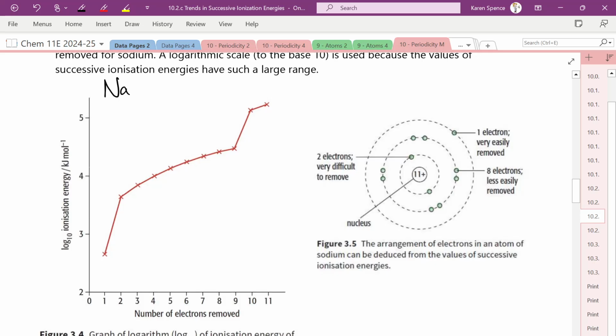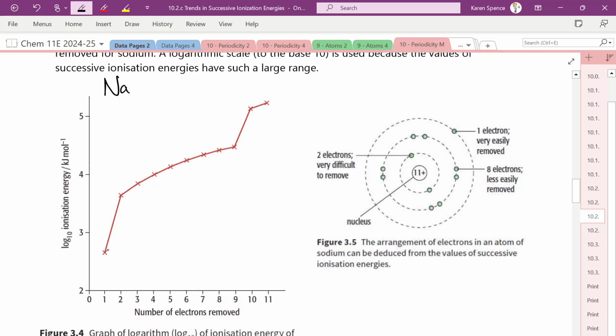Could you tell me from which shell we are removing electrons from here? Feel free to have your periodic table out. So which shell is it? Yeah, which shell is that electron being removed from?